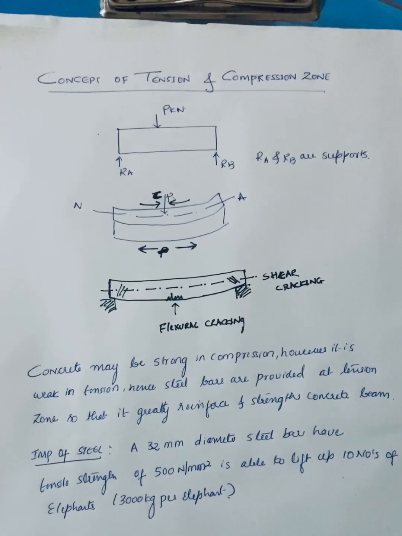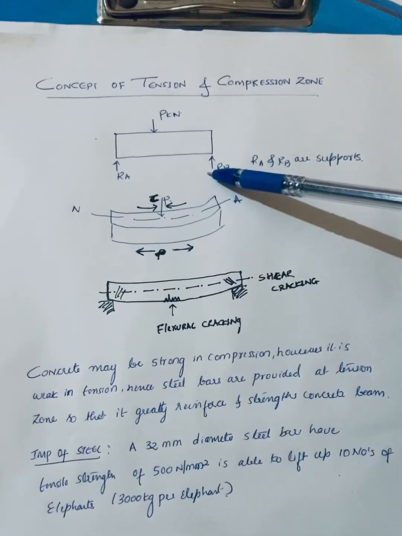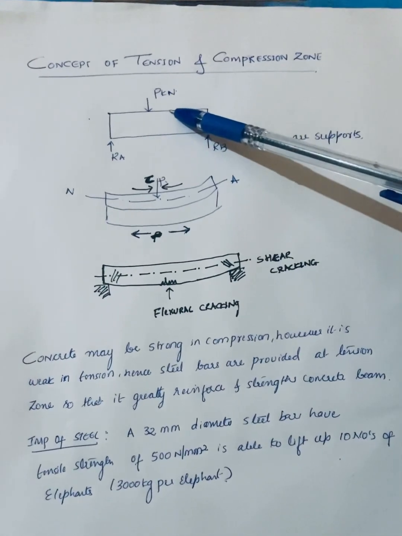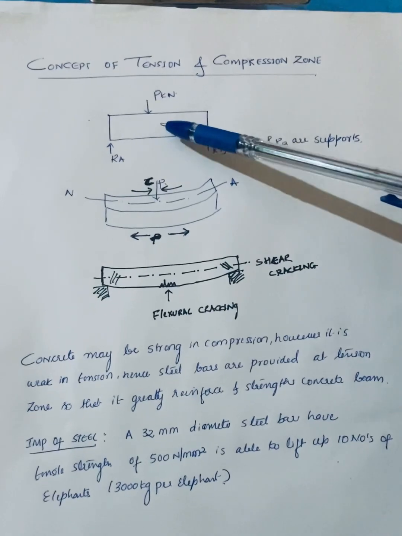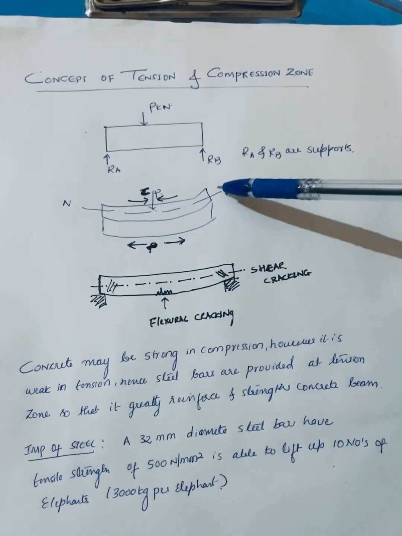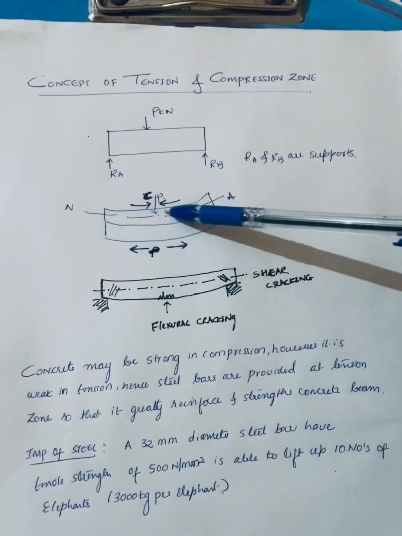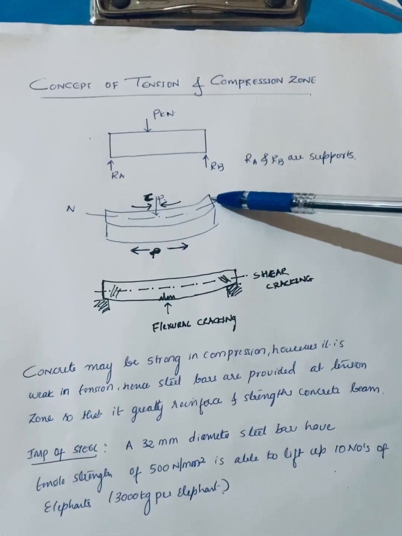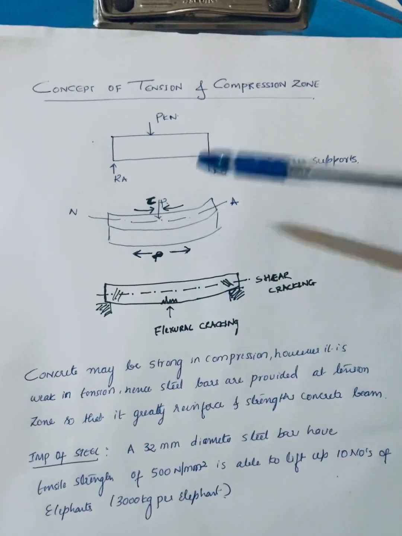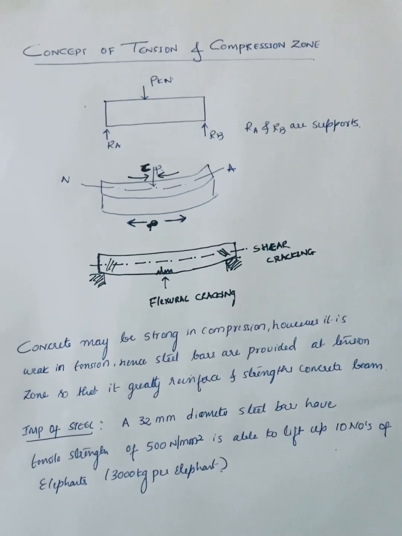For example, if we consider a beam where Ra and Rb are the support reactions, and P kilonewton is the load that is applied on the beam. When the load is applied, the bending action of the beam will take place in this particular manner, where on the top a compression zone is created, and at the bottom tension is created.